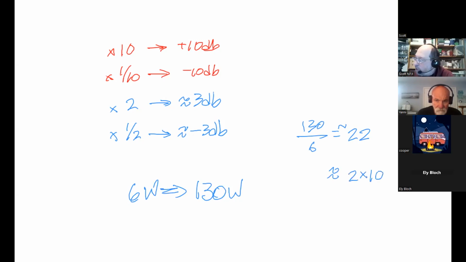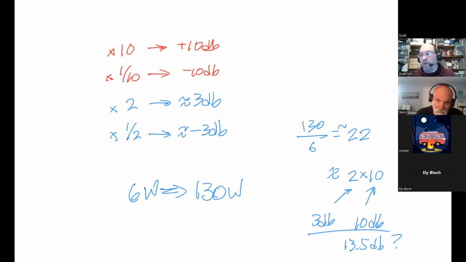So every time we go up by a factor of 2, that's 3 dB. We go up by a factor of 10, that's 10 dB. Then, if we did it again, we'd get 40. We doubled it again. So it's not that big. Maybe it's 13.5 dB. So that's close enough. We could say that it's just 13 and probably be very, very, very close.